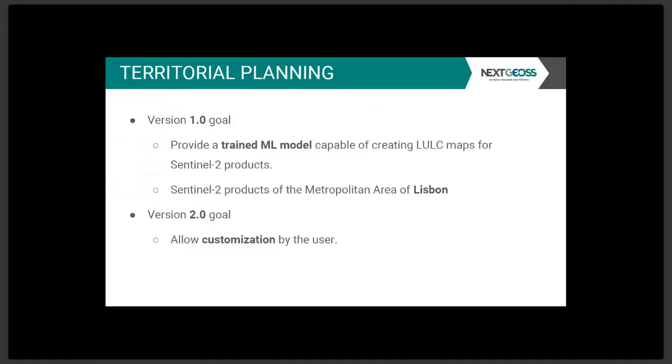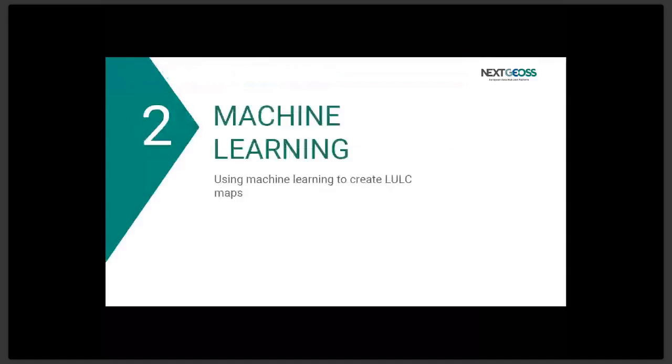For the version 2, we want to allow the user to customize pretty much everything. The user can define what is the data set, what is the model, what are the parameters of the model, and then he can obtain a trained model that is specifically designed for his data set and for his area of interest. And now for the part I find most interesting, the machine learning.